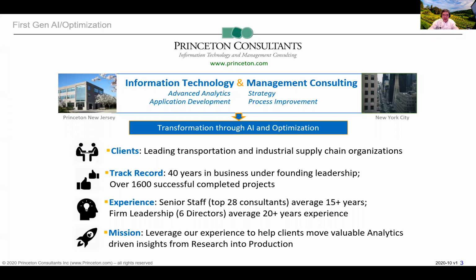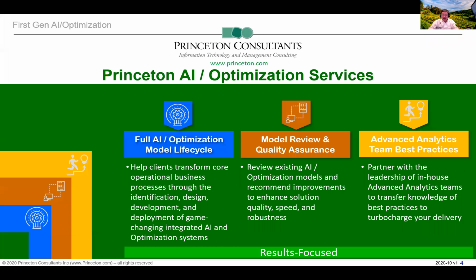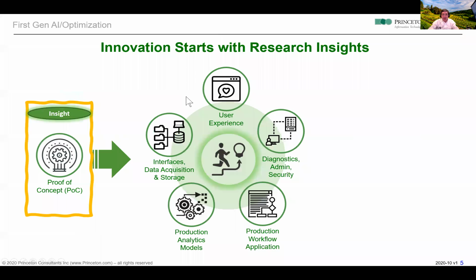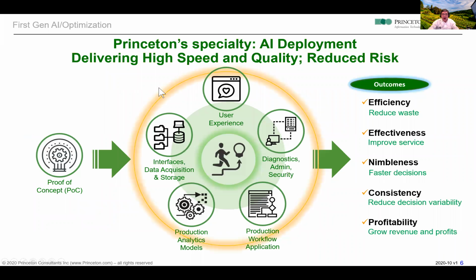We're a consulting firm, and our basic service lines are a full cycle optimization practice, a review of existing models, and help for building departments within organizations. Our basic insight is that innovation starts in the research lab, but our specialty is to help organizations deploy those great insights into what we call AI deployment. And our value proposition is we deliver high speed and quality and reduce risk.